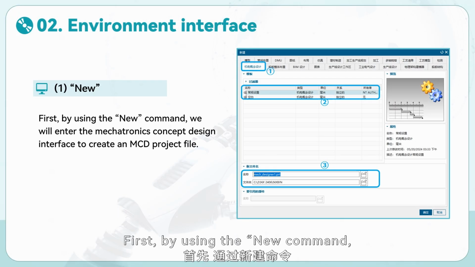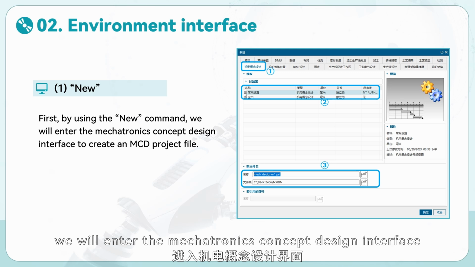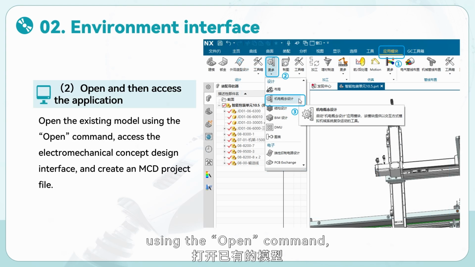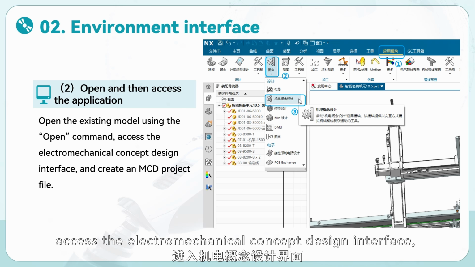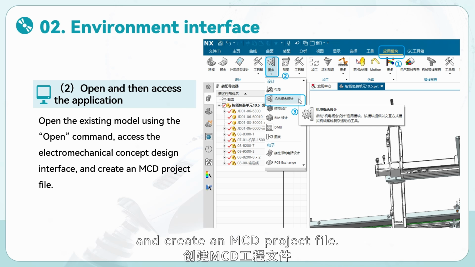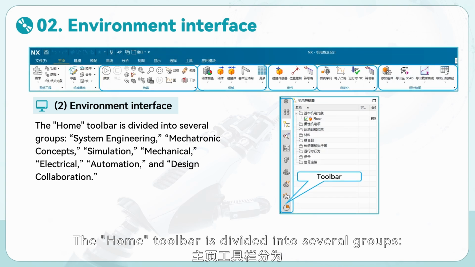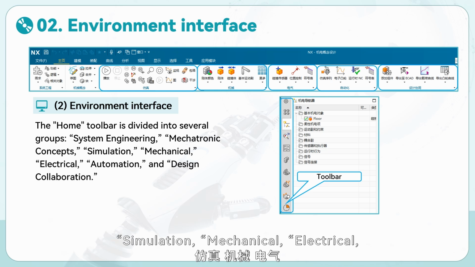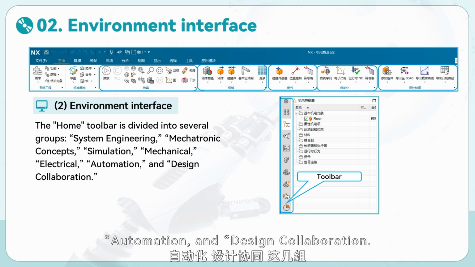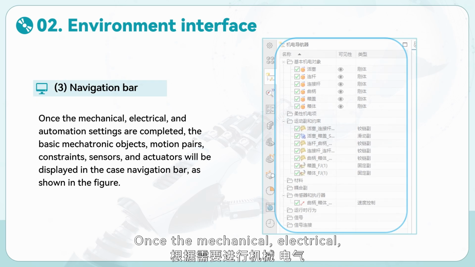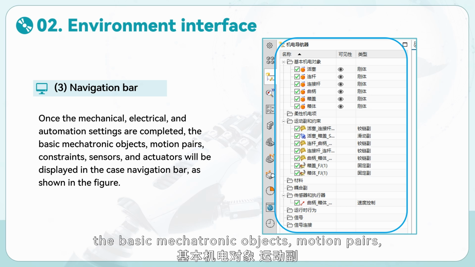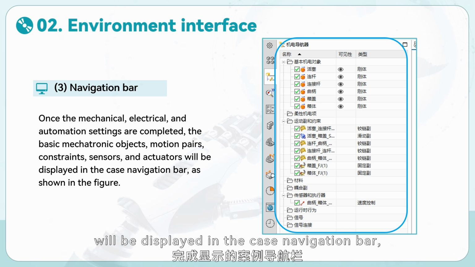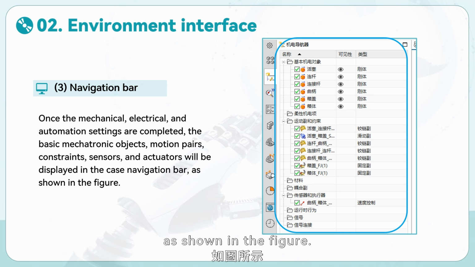First, by using the new command, we will enter the Mechatronics Concept Design interface to create an MCD project file. Open the existing model using the Open command, access the Electromechanical Concept Design interface, and create an MCD project file. The Home toolbar is divided into several groups: System Engineering, Mechatronic Concepts, Simulation, Mechanical, Electrical, Automation, and Design Collaboration. Once the mechanical, electrical, and automation settings are completed, the basic mechatronic objects, motion pairs, constraints, sensors, and actuators will be displayed in the case navigation bar, as shown in the figure.